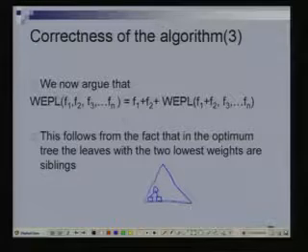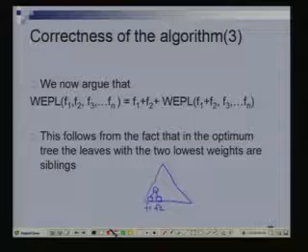Because it implies this, that the best over f1 through fn equals this. Why? This is the best tree. The best tree means its weighted external path length is the lowest, and f1, f2 are siblings, the leaves with weights f1 and f2 are siblings. Okay? Now what will we do? Now we will look at the rest of the tree.